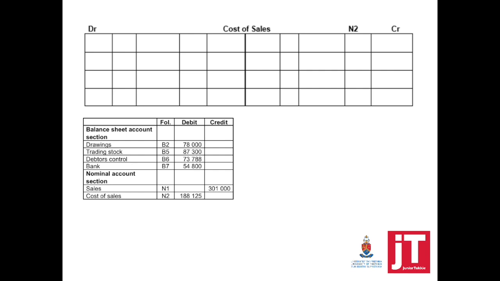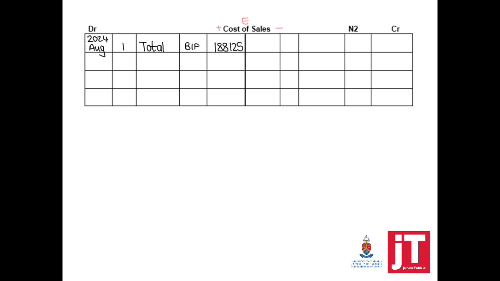Cost of sales is an expense which will increase on the debit side and minus on the credit side. Remember, it has an effect on your owner's equity. So this means now, when we start with the total brought forward, where's the plus? It's on the debit side. So August the 1st, total brought forward from the trial balance.